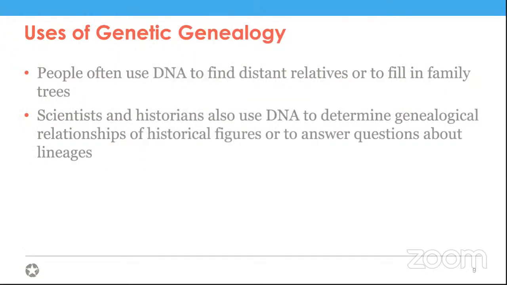As previously mentioned, people often use DNA to find distant relatives or to fill in family trees. Scientists and historians also use DNA to determine genealogical relationships of historical figures. For example, you can track descendants from a founding father, or you can also use DNA to answer everyday questions about lineages, like finding the biological families of an adopted child. So, how did genetic genealogy and the use of DNA start?